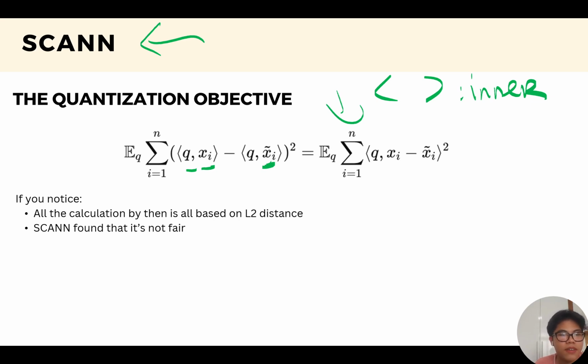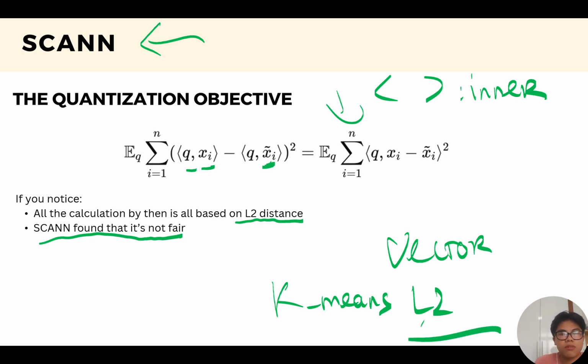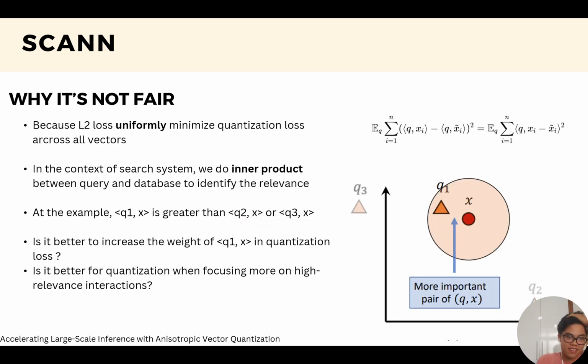If you notice, all the calculation until now is based on L2 distance. Like vector quantization, we apply some clustering algorithm, for example k-means, which uses L2 distance, and ScaNN found that it's not fair to use L2 distance. So we want to introduce a new loss function instead of this loss. Let's talk about why it's not fair.